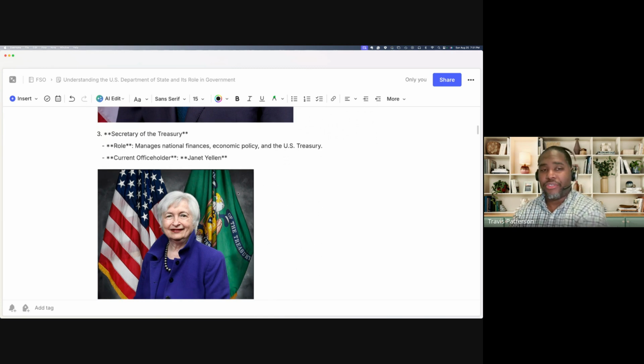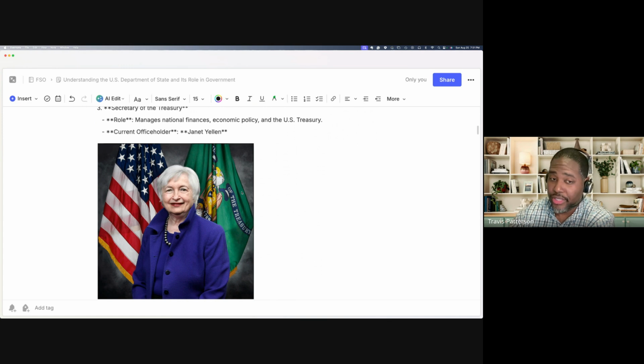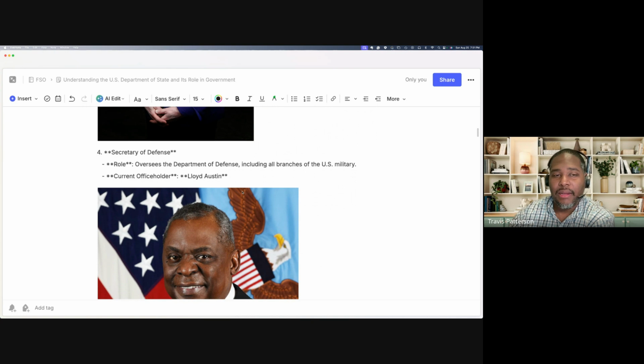All right, Secretary of Treasury. I got these pictures so I can show y'all too. Secretary of Treasury, Janet Yellen. She manages the national finances, economic policy, and the U.S. Treasury. I wonder if she oversees the, or that actually might be the U.S. Treasury. I'm thinking about the Federal Reserve. Is that a separate entity? We'll see.